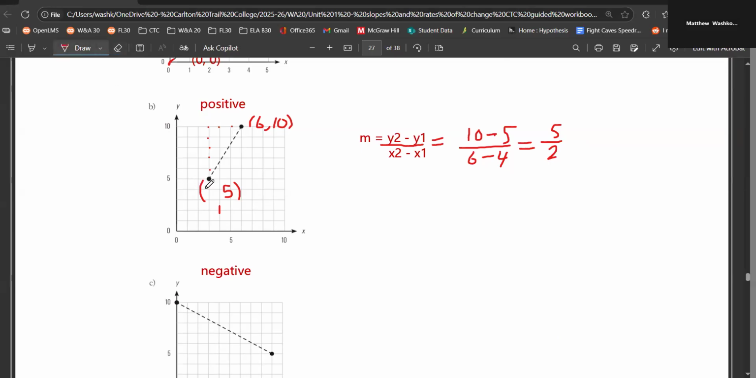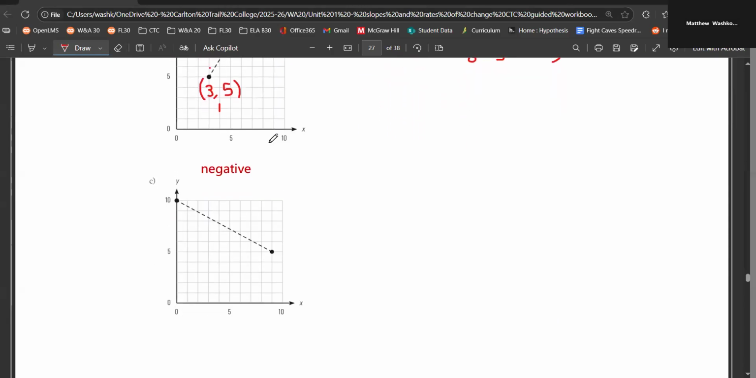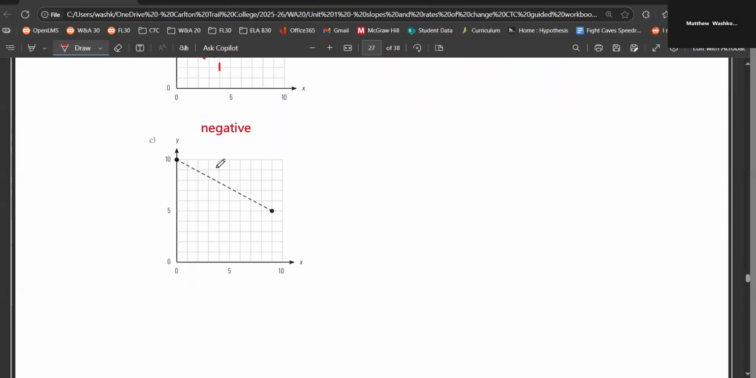My x here is 3. So that, again, always important to check. So my value wasn't 4, it was 3. So my slope is 5/3. So that's why you do that check there. Really important. So next one, negative slope.